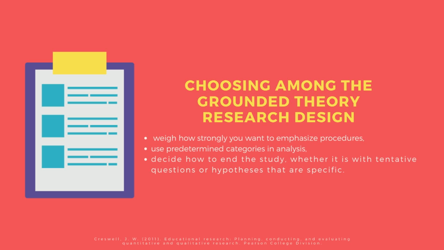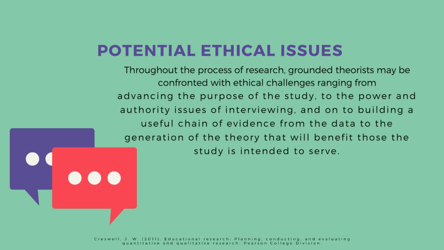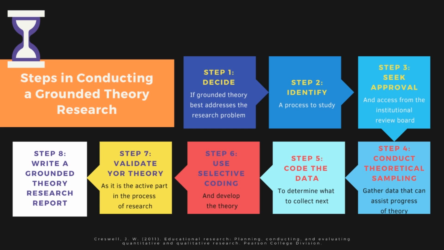Choosing among these three approaches requires several considerations. The following are the things you need to consider in conducting a grounded theory study. The decision on what design is best depends on the purpose of the study and the preference of the researcher. It is difficult to say one is better or worse than the other. Rather, each is appropriate depending on the context of the study. These are the potential ethical issues in grounded theory research.